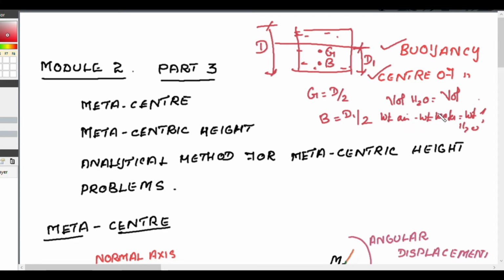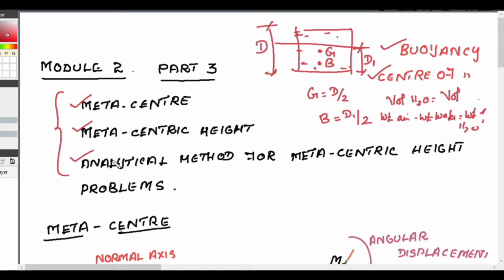Today we are moving on to the next concept, that is Metacenter. What is metacenter, what is metacentric height, and the analytical method for finding the metacentric height, and the problems related to this. So today we will see these three things.